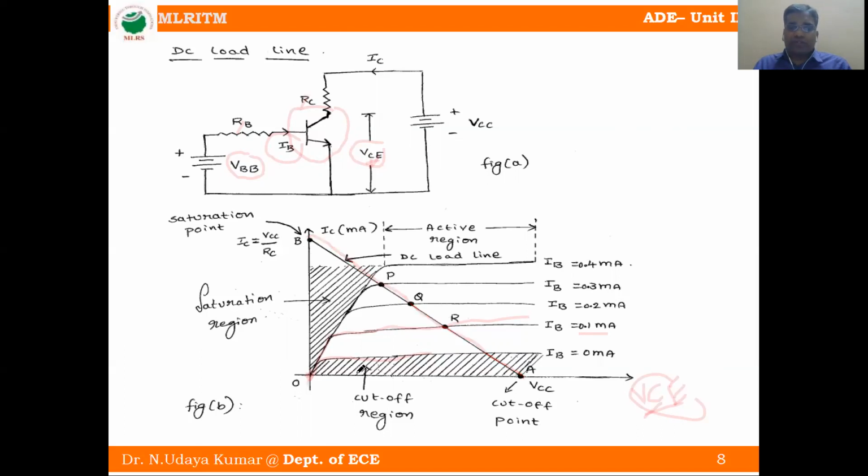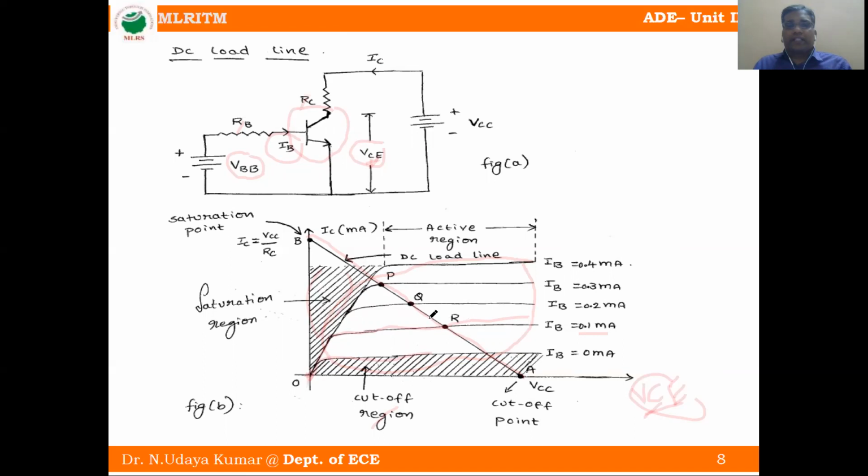Already we know that below this, IB equal to 0 milliamperes, we call it the cutoff region. This one is the saturation region. This area is the saturation region, and this one is the active region. The flat region we call the active region.